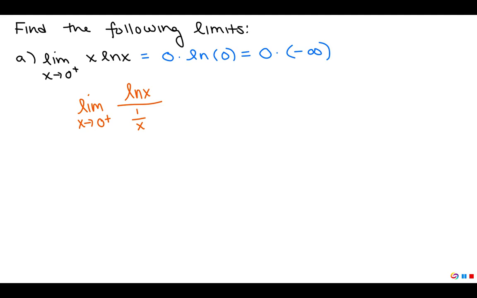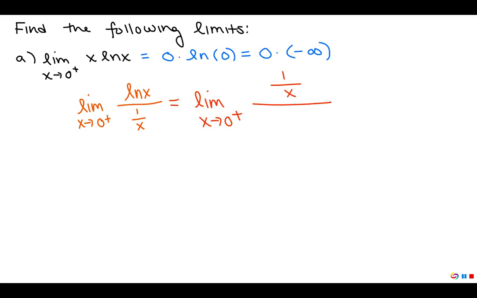So x times ln x, I'm going to try writing this as ln x over 1 over x. That's the exact same thing. And let's see what happens when we plug in the 0. So now we get ln 0, which we just learned goes to negative infinity. And then on the bottom we get 1 over 0, which is going to go to infinity. So this is still indeterminate. This is an infinity over infinity. And that's a good thing because that means we can use L'Hopital's rule.